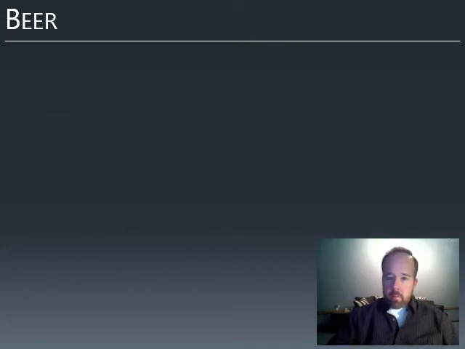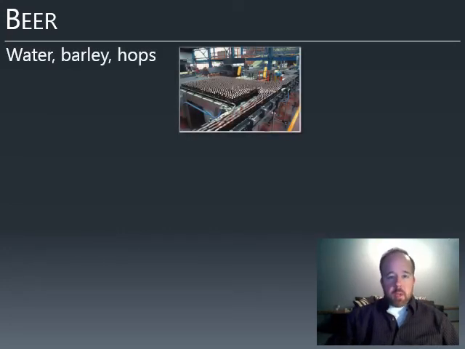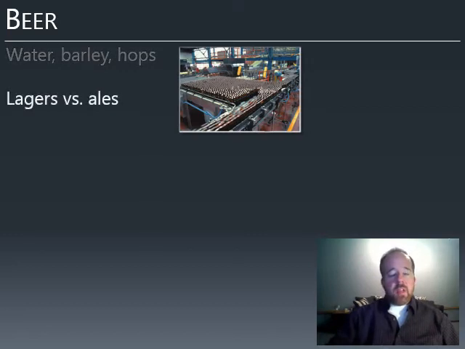So beer is, of course, a very common alcoholic beverage. It's made from water, barley, and hops. Those are the required ingredients. There are two categories of beer. There are lagers and there are ales. They're just slightly different fermentation processes.